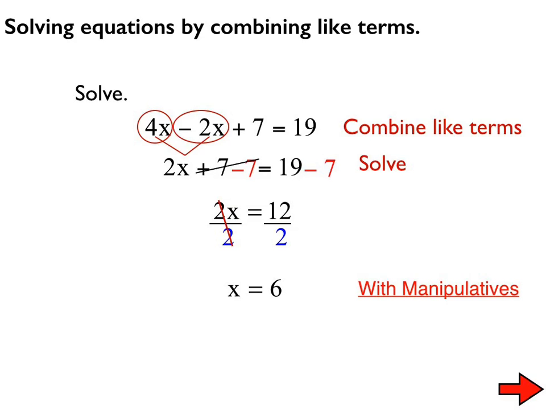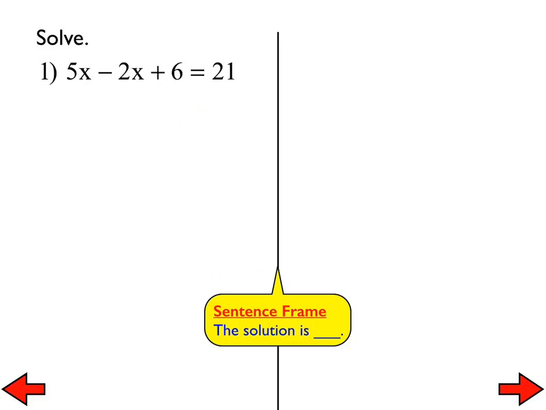So sometimes we're going to need to combine like terms. Sometimes we'll need to use the distributive property. Sometimes we'll need to use the distributive property and then combine like terms. But the goal here is to turn this into an equation that looks like a two-step equation. All right. Everybody try number 1.